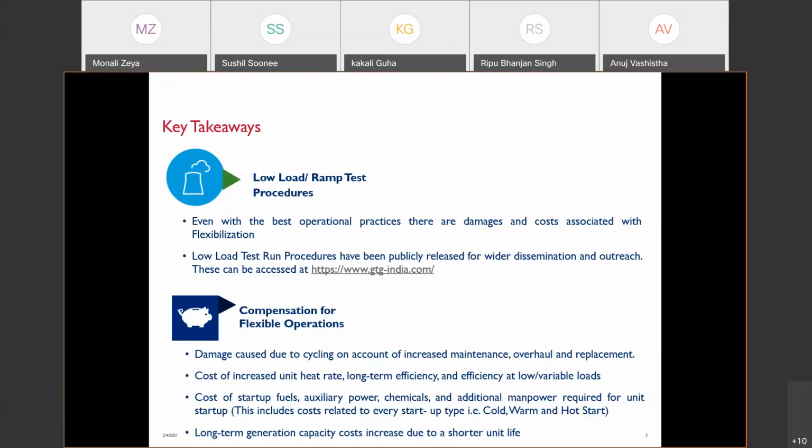And what we are looking forward to is to have similar compensation mechanisms laid out for 40% technical minimum operations. We are also looking at state regulators adopting this on a case-to-case basis for compensating the generating utilities for flexible operations. Next slide.